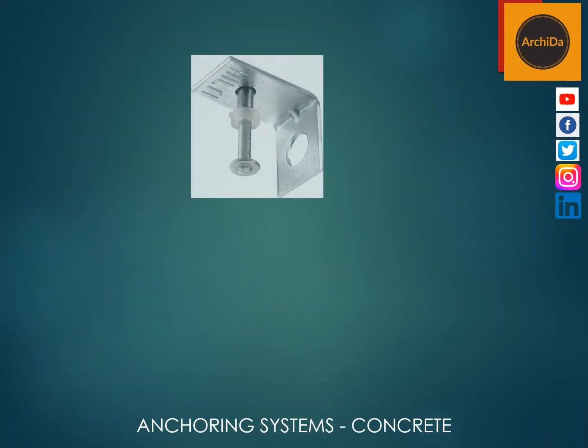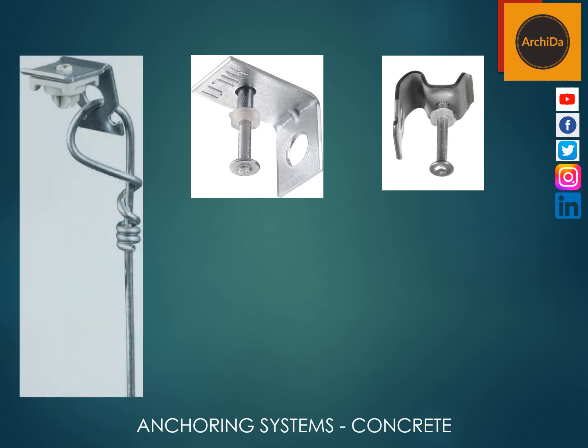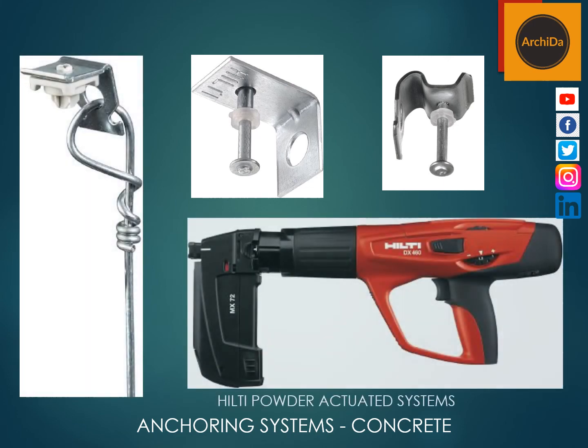Another variation of the anchoring is something that looks like this. It is hammered into the slab above. But again, this is how you tie your GI. There is a company called Hilti which uses a powder actuated system wherein you just use this to hammer that anchoring on the slab above.